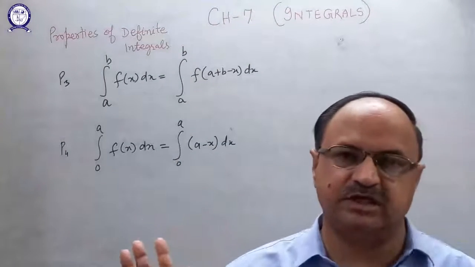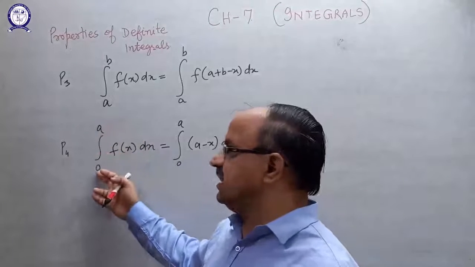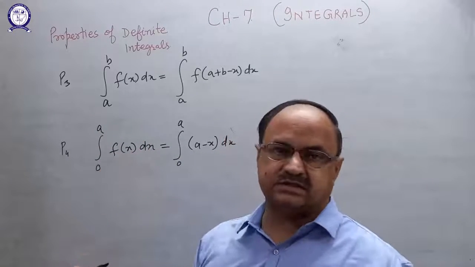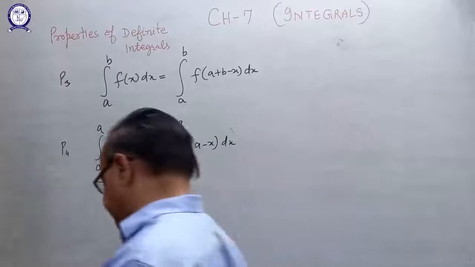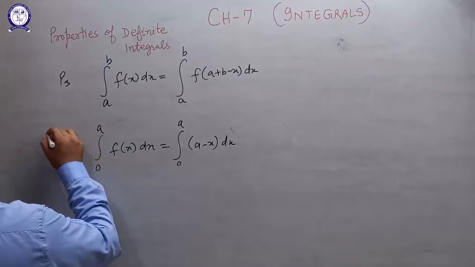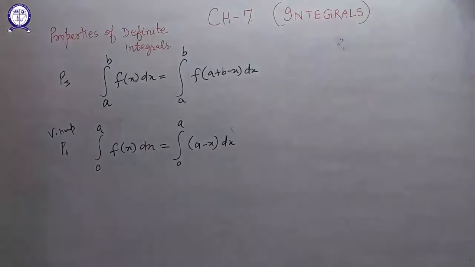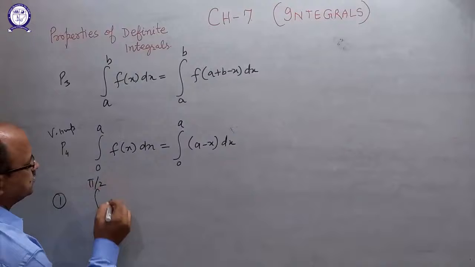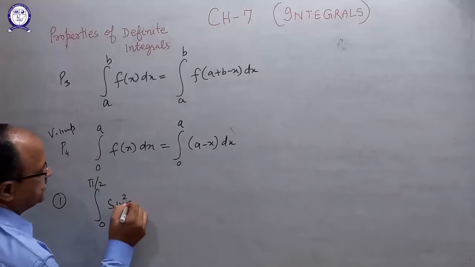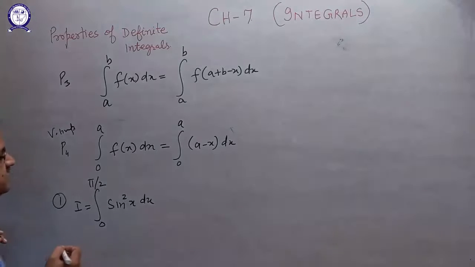With the help of P3, you can create this property. The same function, add lower limit plus upper limit minus x. It means a plus 0 minus x, that is a minus x. This is a very important property. We use this property in many questions. For example, question number 1, integration 0 to pi by 2 sin square x dx. This is the first question of exercise 7.11.